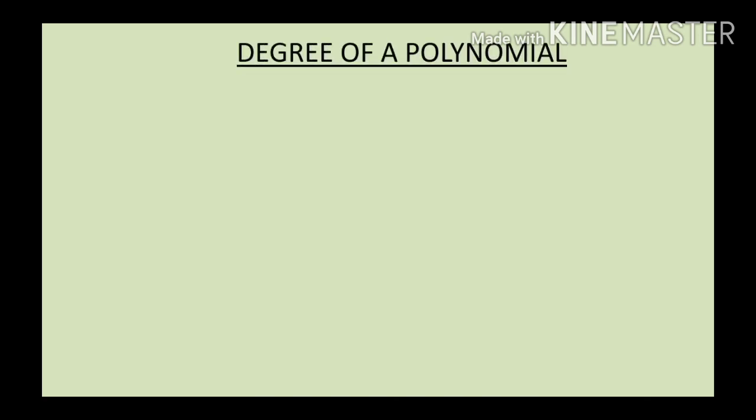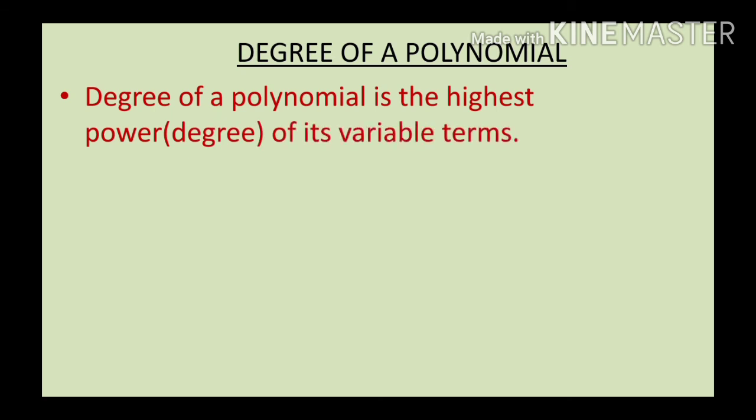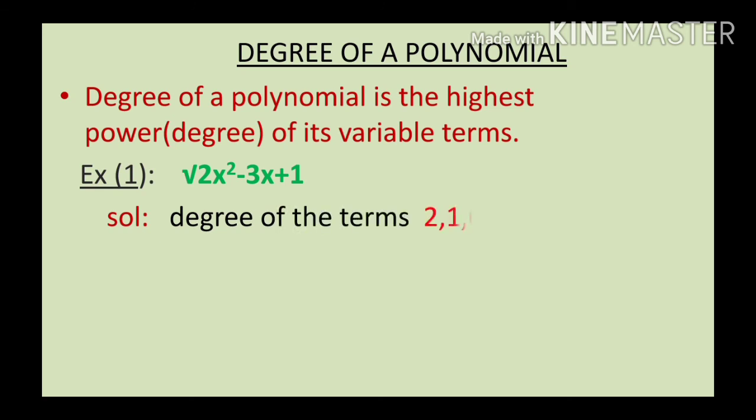So what is the degree of a polynomial? The degree of a polynomial is the highest power of its variable terms. Example: root 2 x square minus 3x plus 1 has three terms. The degrees of the terms successively: first term degree 2, second term degree 1, third term degree 0. The highest degree is 2, therefore the degree of the polynomial is 2. Okay, solve the first exercise problems.